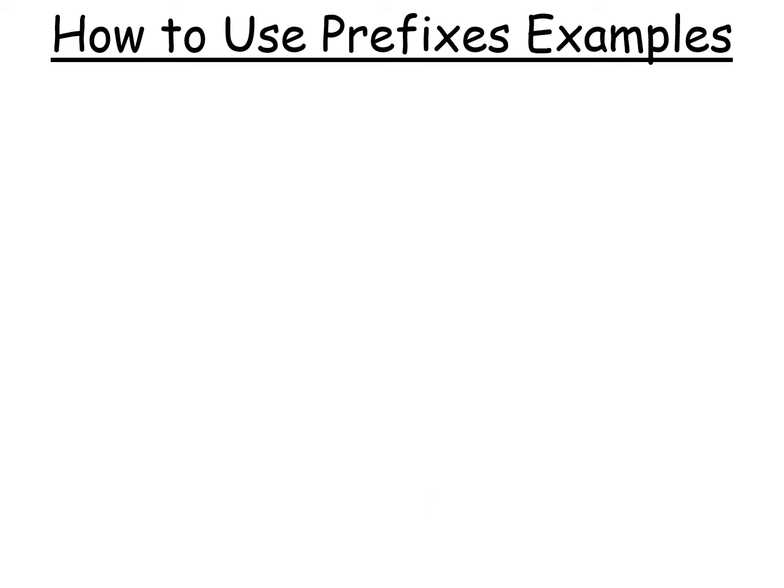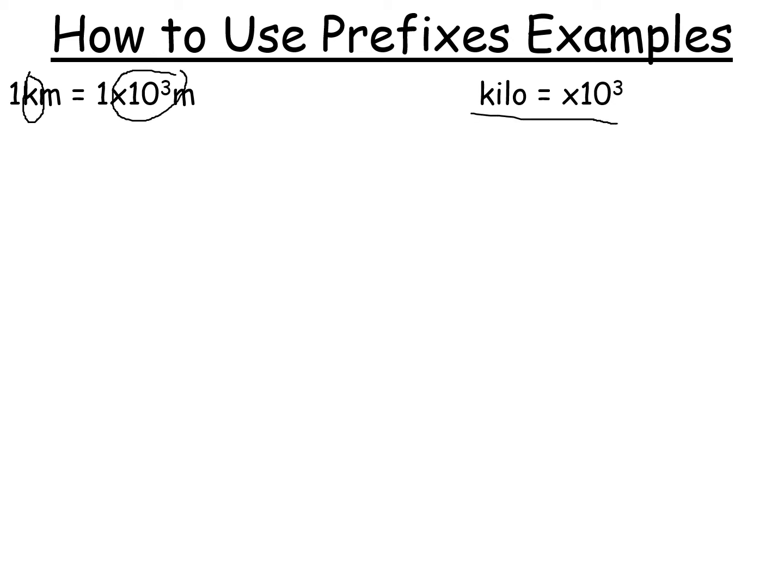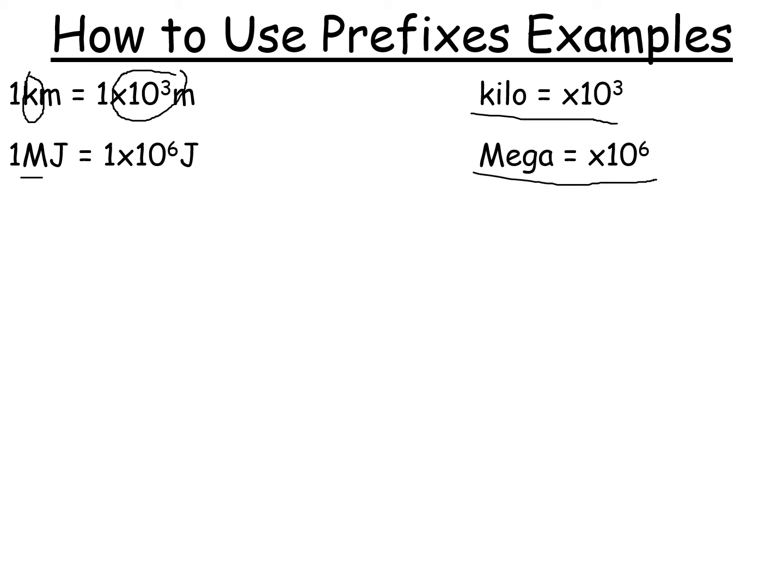So how do we use it? So here's an example, folks. Well, here we've got 1 kilometer. So if we want to get rid of the prefix k, we just write down times 10 to the 3, because that's what the k represents. And it's as easy as that. Okay. 1 megajoule. Again, if we get rid of the M, we just write down times 10 to the 6. And that's all it is. Okay. Dead easy. Nothing difficult at all.